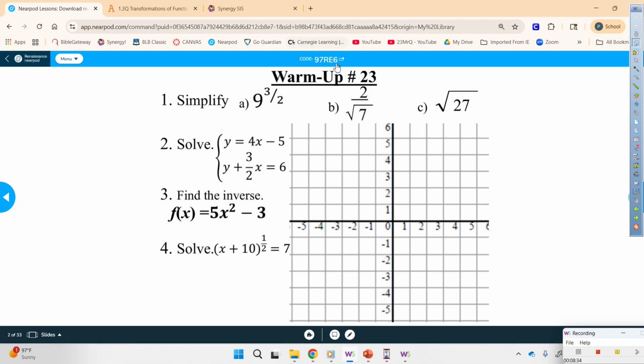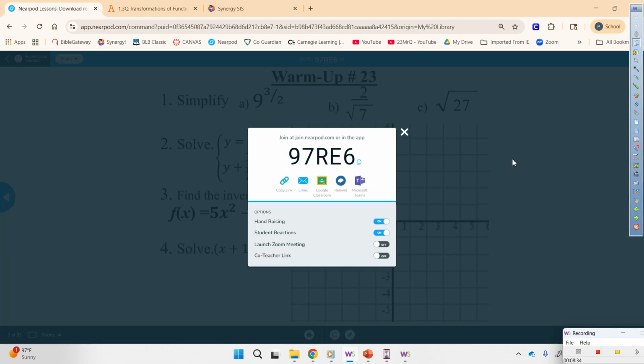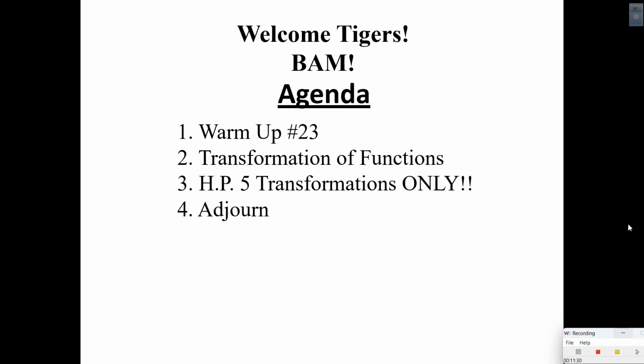All right, send me your warm-up, please. There's the code. And get a Cornell note ready, please. All right, send that in, and here's the agenda. Warm-up number 23 is done. We're in the middle of transformation of functions, and tonight's home play, 5 transformations only. Notice the word only.